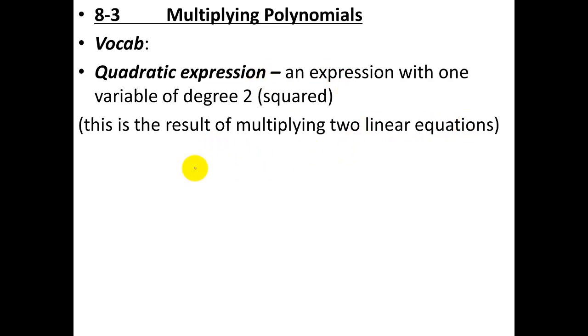So let me just say here, linear is like y equals mx plus b, right? So the y is to the first power and the x is to the first power, so the highest power is 1. When you multiply two of these linear expressions together, you're going to get something squared, which is a degree 2, which is called a quadratic expression. So throughout this chapter we'll go more and more in depth into what a quadratic expression is.